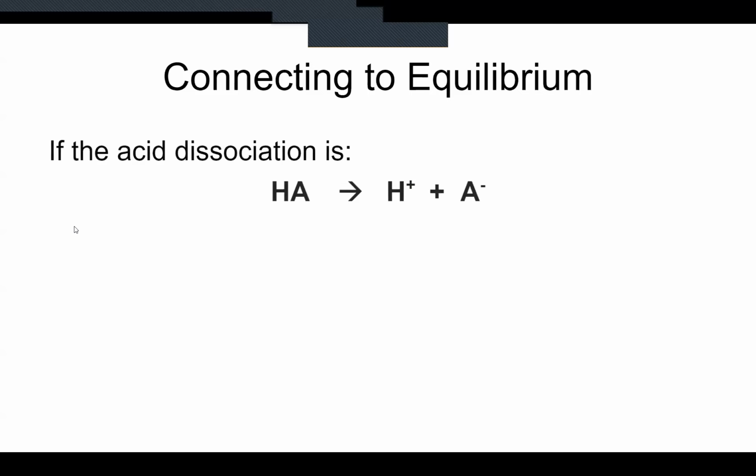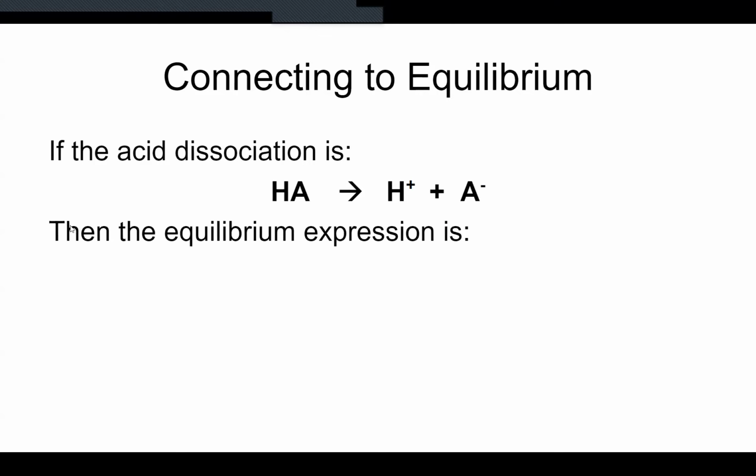Let's connect this to equilibrium. If our acid dissociation equation is the general acid dissociation equation, HA yields H+ and A-, then if I were asked to write an equilibrium expression, I would write K equals, and then I would look to the product side of the equation. I'd put [H+] times [A-] over the reactants. It would look like this: [H+][A-] all over [HA].